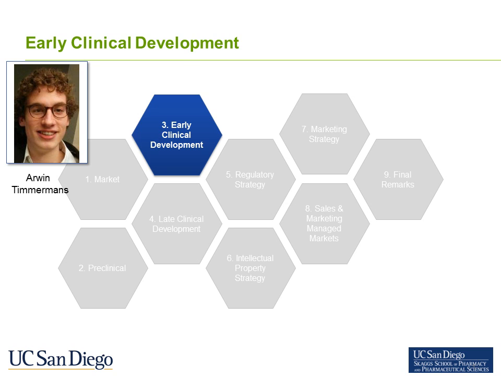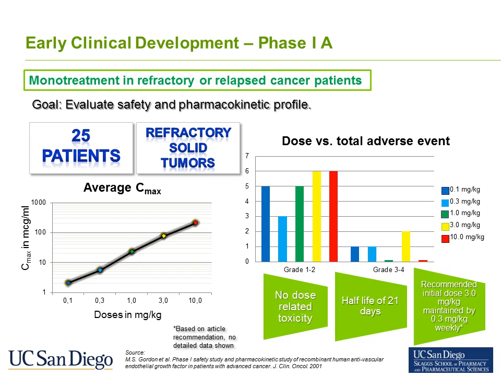In the early clinical development, I will discuss the phase 1 and 2 studies performed in humans with Bevacizumab. Early clinical development, phase 1A. This was the first study performed with Bevacizumab in humans. Bevacizumab was given as a monotreatment in refractory or relapsed cancer patients. The goal of this study was to evaluate the safety and pharmacokinetic profile of Avastin, or Bevacizumab. 25 patients were included in the study, which all had refractory solid tumor cancers.